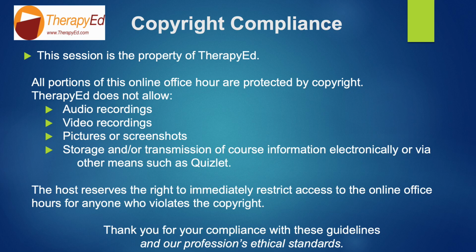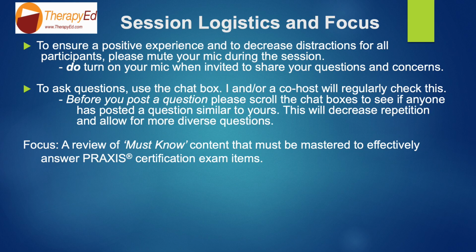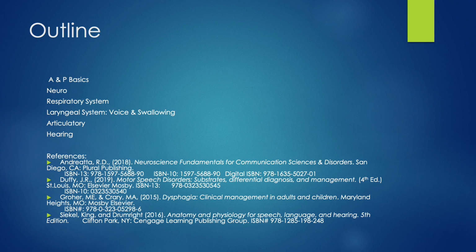All right, the copyright compliance, our logistics and focus for the online session, the live office hours, where we'll review questions and I'll answer questions. Our outline for tonight, we'll talk about the anatomy and physiology basics, the basic terminology. We'll do a quick neuro review. We'll talk about each of the systems involved in communication and swallowing. So the respiratory system, the laryngeal system, the physiology of it for voice and swallowing, articulatory and resonatory system, and then the hearing system if we have time. And these are some selected references.